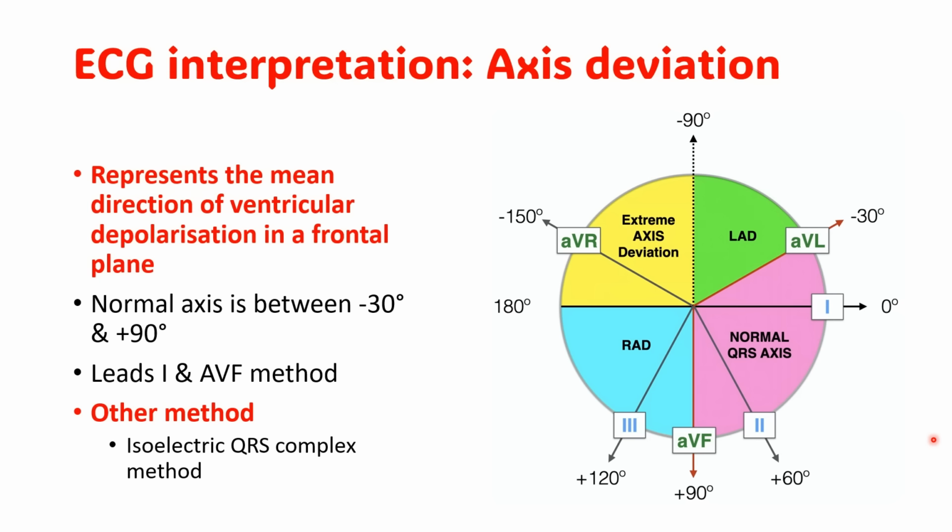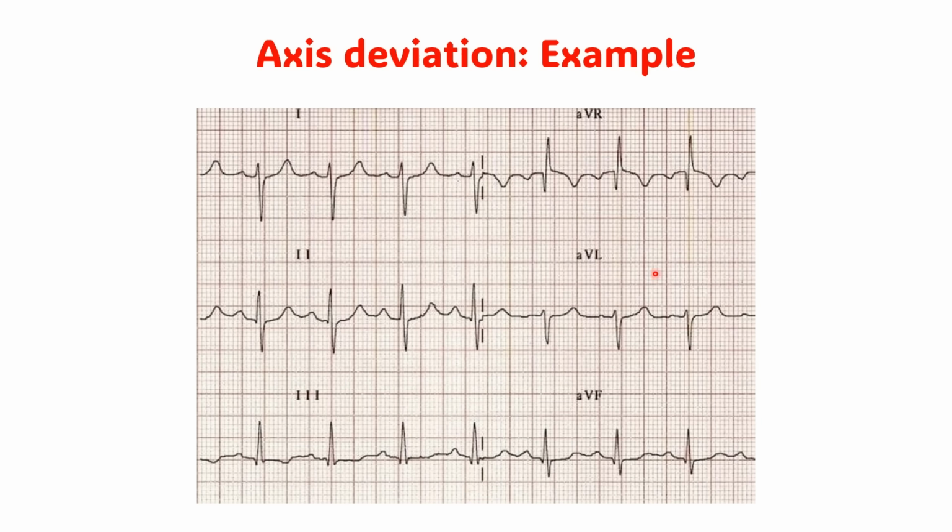Okay, so let's look at an example. We're going to use the leads 1 and AVF method. We can see that there is negative deflection of the QRS complexes in lead 1, and there's positive deflection of the QRS complex in AVF. Therefore, we have right axis deviation. So this is an example of right axis deviation.